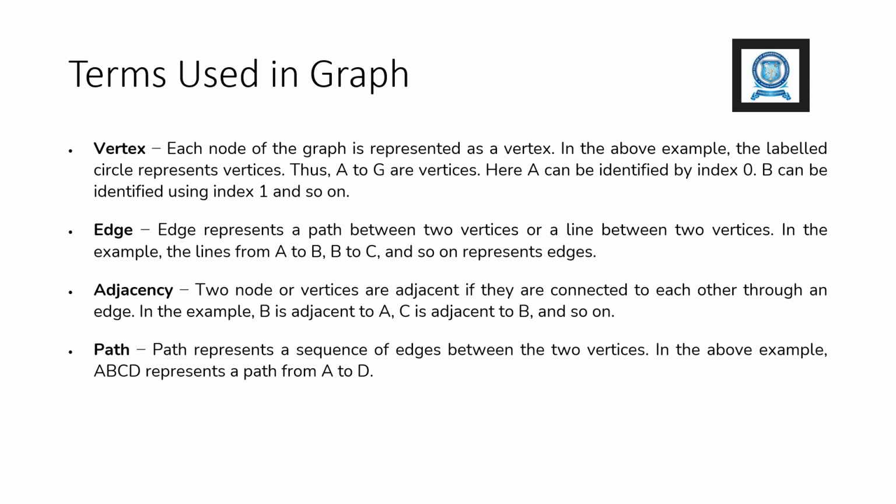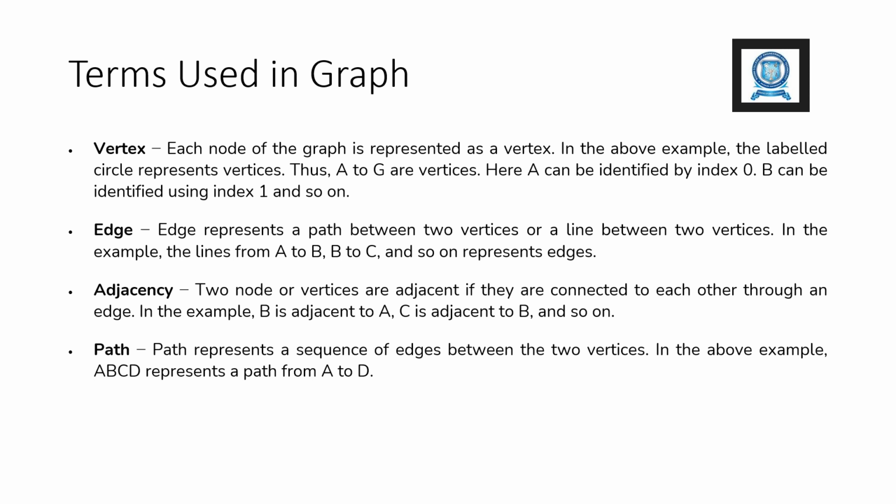The terms used in graph are vertex. Each node of the graph is represented as a vertex. In the above example, the labeled circles represent vertices. Thus, A to G are vertices. Here, A can be identified by index 0, B can be identified using index 1 and so on. Edge represents a path between two vertices or a line between two vertices. In the example, the lines from A to B, B to C and so on represent edges.